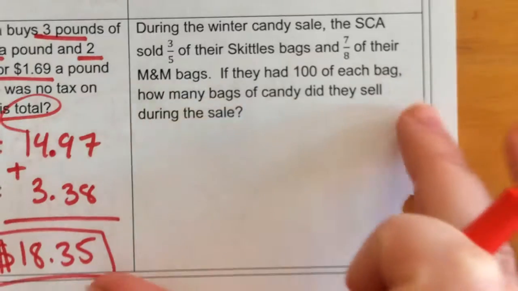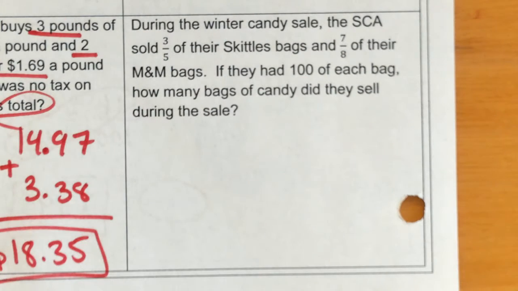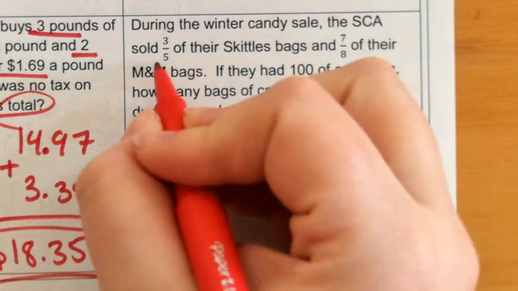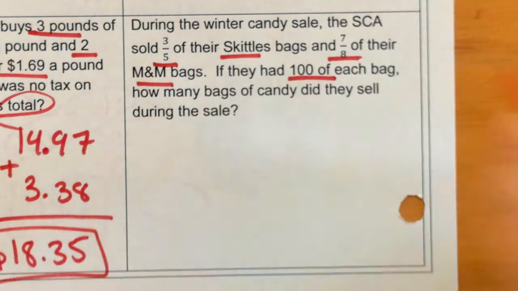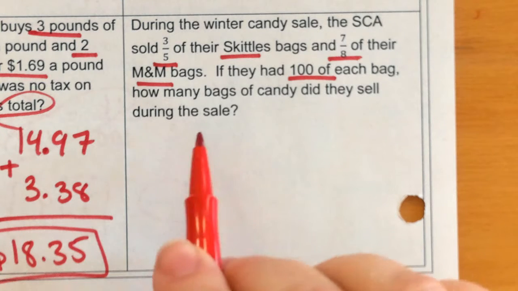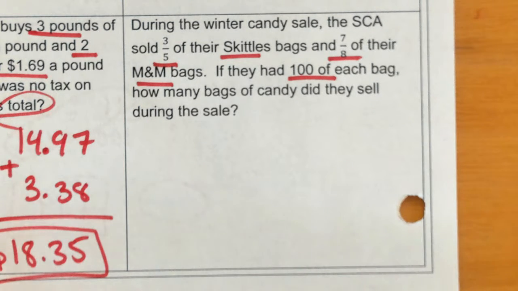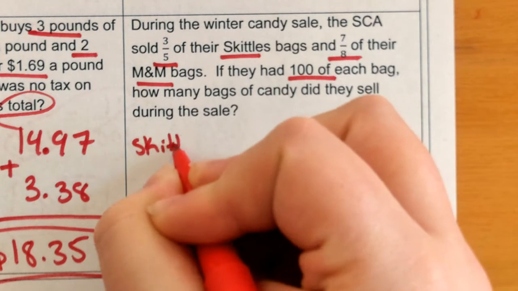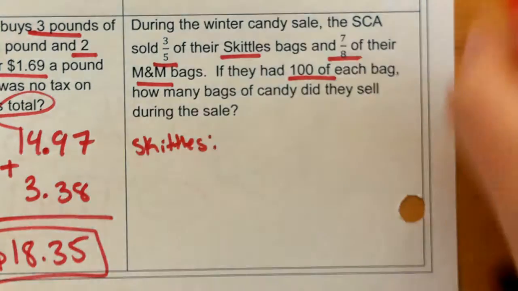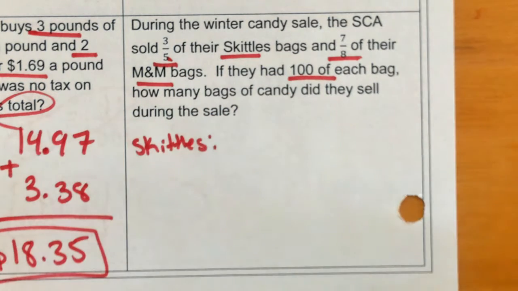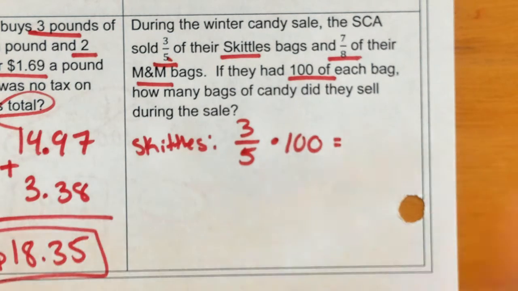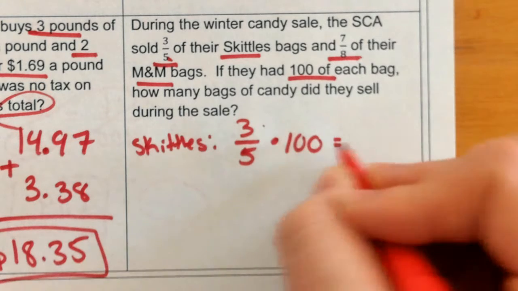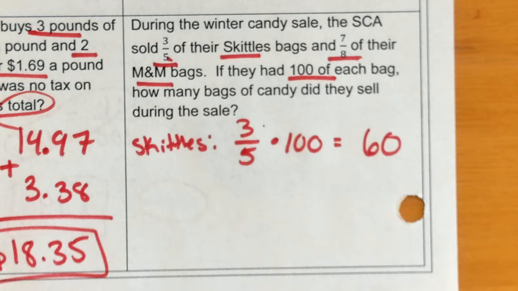Okay, let's look at this last example. During the winter candy sale, the SCA sold 3/5 of their Skittles and 7/8 of their M&Ms. They had 100 of each bag, so how many bags of candy did they sell during the sale? Okay. Well, let's figure out how many Skittles they sold. They sold 3/5 of the 100 that they had. So 3/5 of 100. Again, you could use a proportion for this, but I'm multiplying them together this time. 3 divided by 5 times 100, well, that's 60.